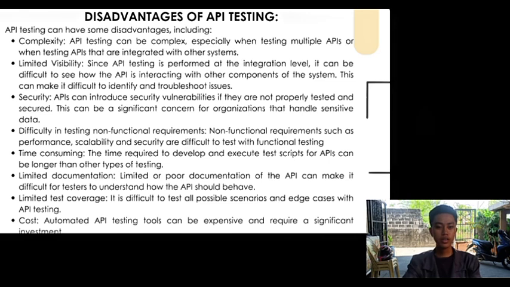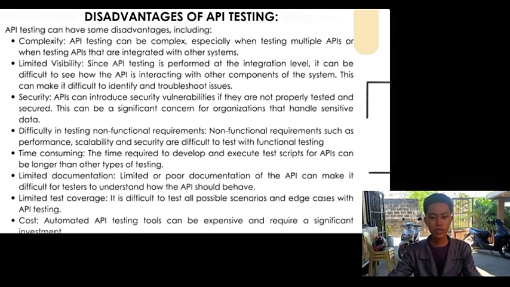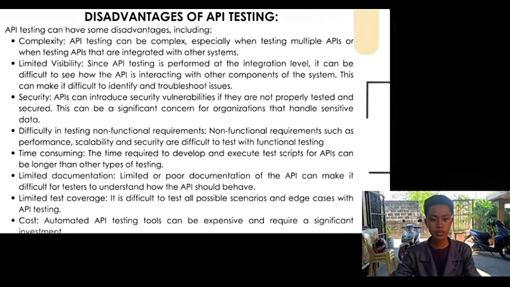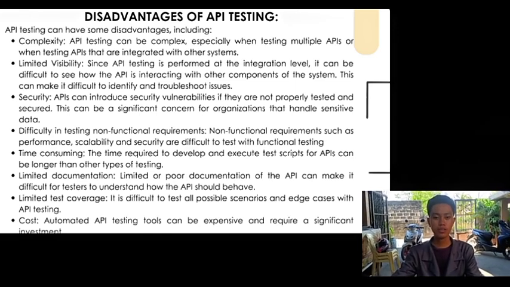Time consuming. The time required to develop and execute test scripts for APIs can be longer than for other types of testing. Limited documentation. Limited or poor documentation of the API can make it difficult for the tester to understand how the API should behave. Limited test coverage. It is difficult to test all possible scenarios and edge cases with API testing. Cost. Automated API testing tools can be expensive. They require a significant investment.